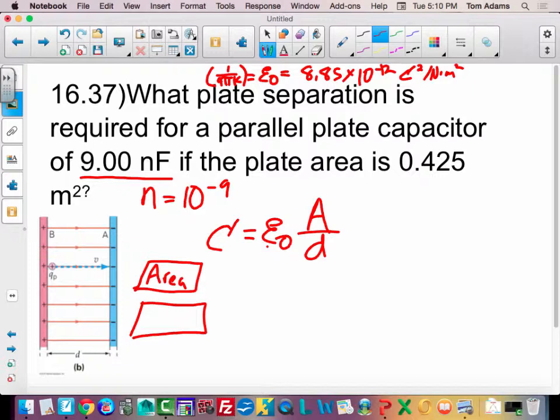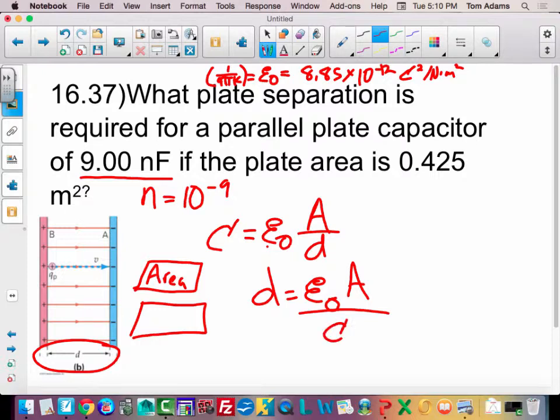So now if I take this equation, what are they asking for? What is the separation? Well, the separation is D, right? And they've given us A. So if I solve for D, I'm going to multiply, so D comes over here, and then I'm going to divide both sides by C. So it should be epsilon naught A all over capacitance. Let me double check that. Yeah, that's right.